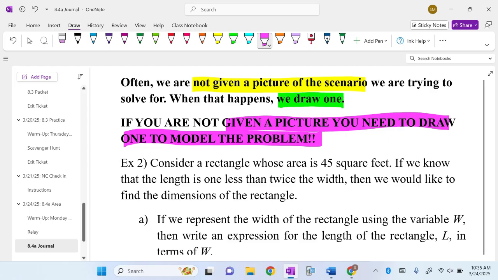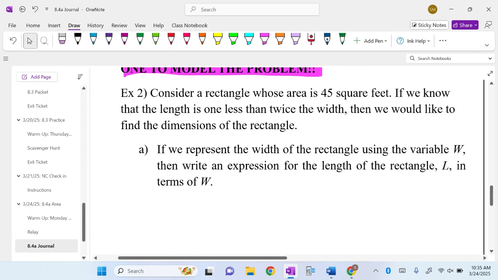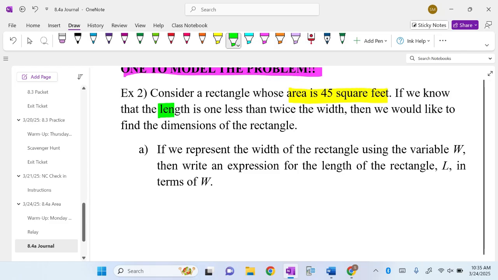Definitely. All right. So we're going to consider a rectangle where the area is 45 square feet. The length is 1 less than twice the width. And we want to know the dimensions of the rectangle. So we got to find the length and the width.